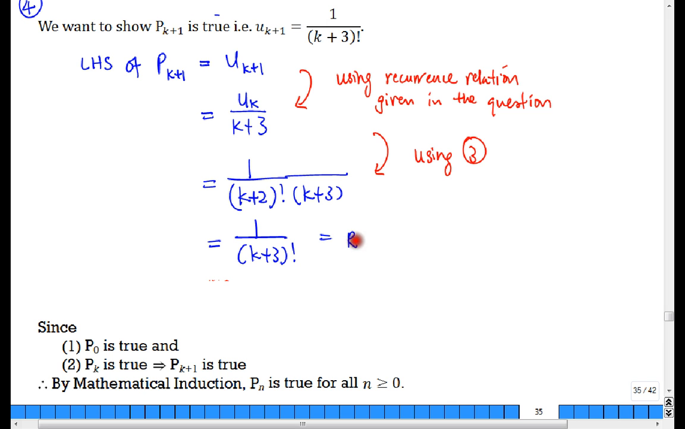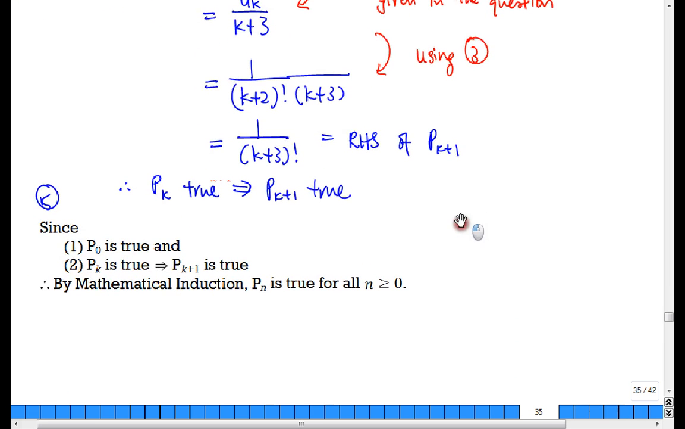Therefore, equals to right hand side of Pk plus 1. Okay? Therefore, Pk true implies Pk plus 1 true. So therefore, step number 5, since this is true, Pk true, and so on. The conclusion is printed for you. Okay, can? Quite fun, right? Quite fun.